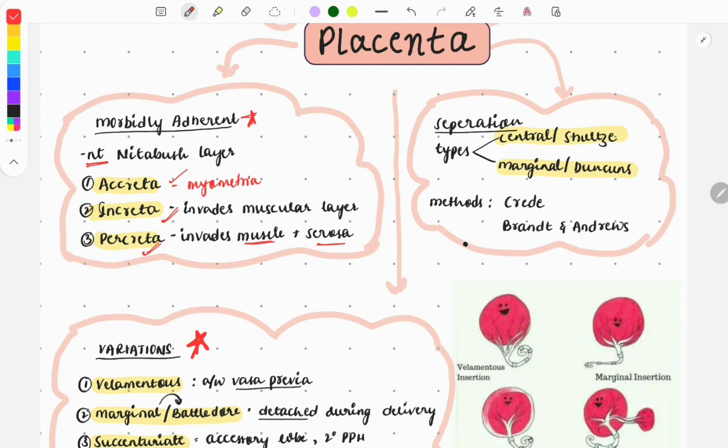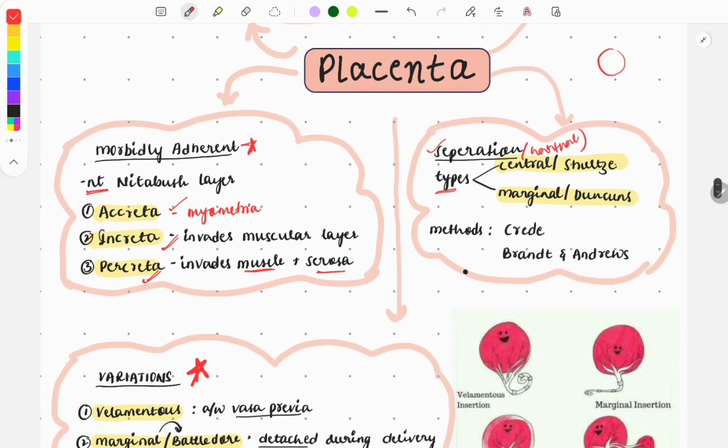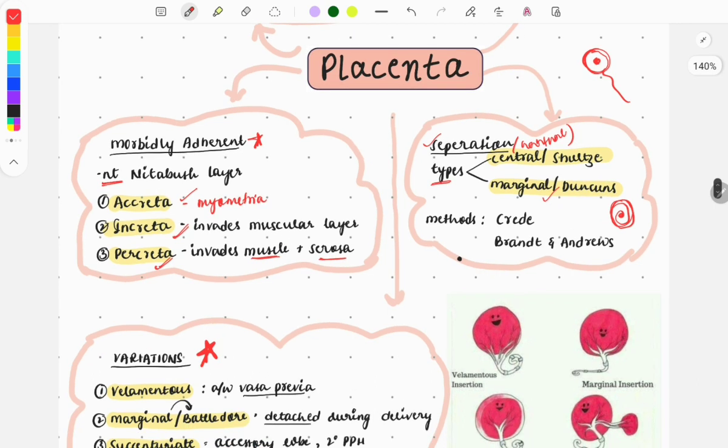Then questions are asked on placental separation. This is the natural thing which occurs, and how will they separate naturally? There are two types: central, which is also called Schultze, and marginal, which is called Duncan. The central separation means the placenta will start separating from the center, and the margins are separated last. But in marginal, the placenta will start separating from the margins, and the center part will be separated last. So this was the difference between the central and the marginal.